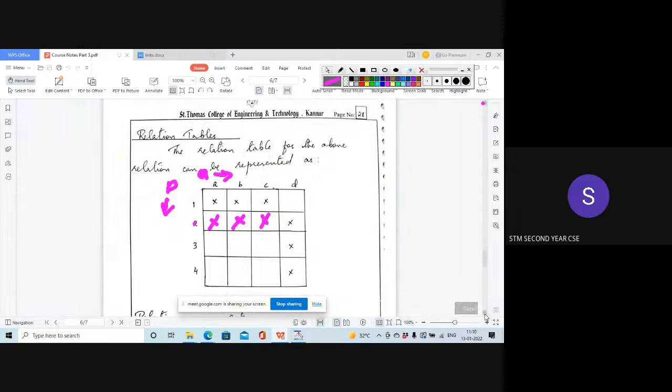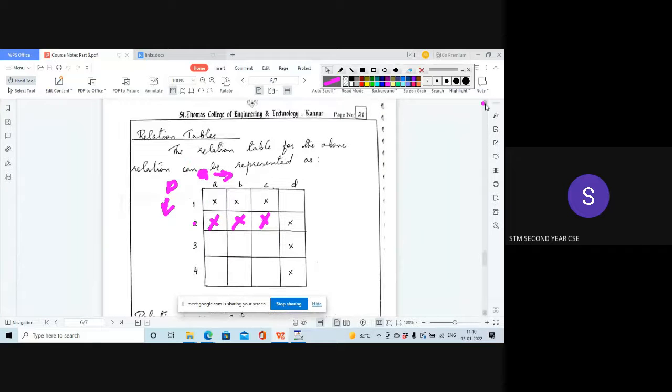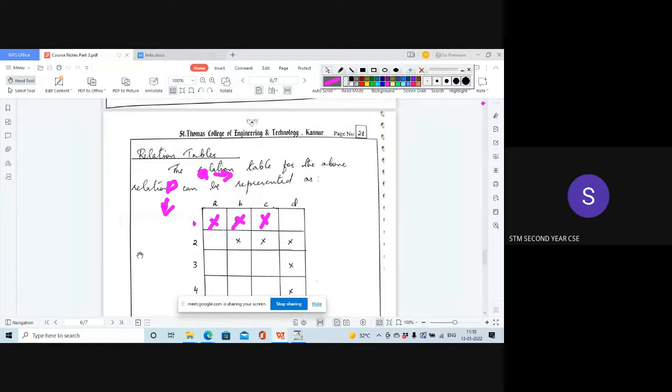So again in this relation, from 2 to B you can put a cross. 2B, 2C and 2D are there. So from 2 to B you put a cross, 2 to C you put a cross, 2 to D you put a cross. Then the next element is 3D, so put it in that column, and the last pair is 4D. So if the ordered pair is present, draw this table and put a cross corresponding to that ordered pair.